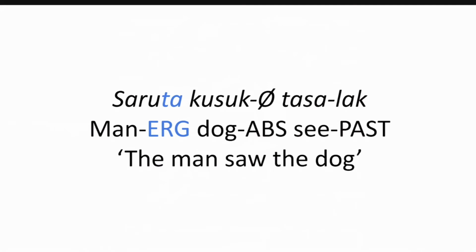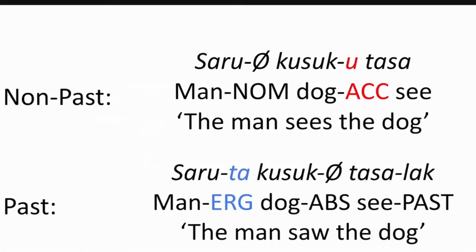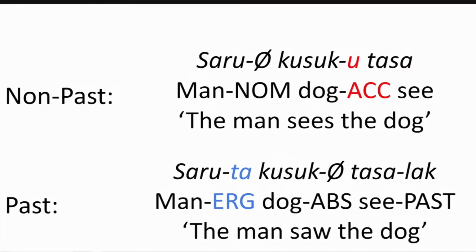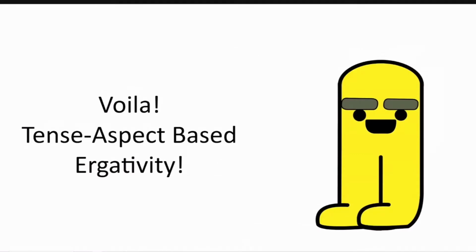Now, if we zoom out a little bit, we can see that in our non-past paradigm, we see a nominative accusative pattern where we have the subject and agent being treated the same and a marked patient, while in our past paradigm, we can see that we have an ergative absolutive alignment where our subject and patient are being treated the same and where we have a marked agent. Voila! Tense aspect based ergativity.